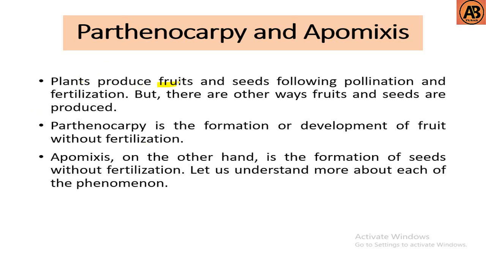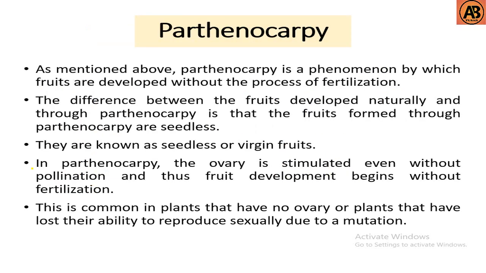Plants produce fruits and seeds following pollination and fertilization, but there are other ways fruits and seeds are produced. Parthenocarpy is the formation or development of fruit without fertilization. Apomixis, on the other hand, is the formation of seeds without fertilization. Let us understand more about each of the phenomena, such as Parthenocarpy.